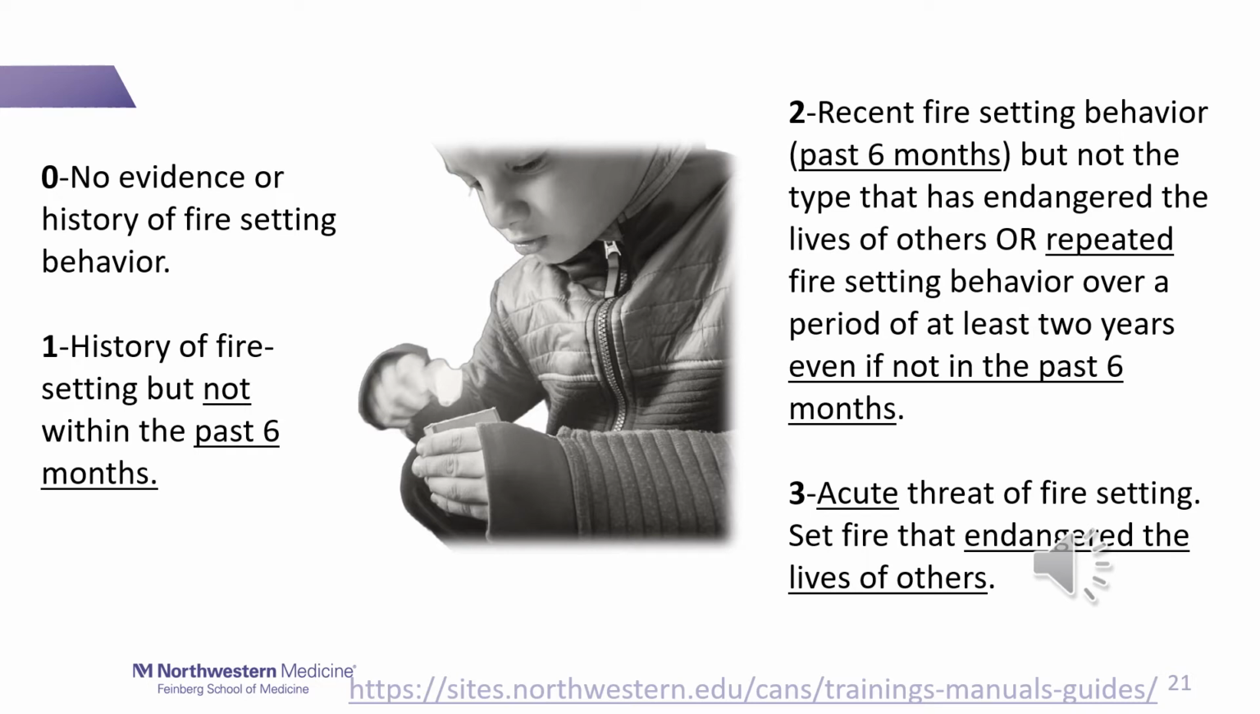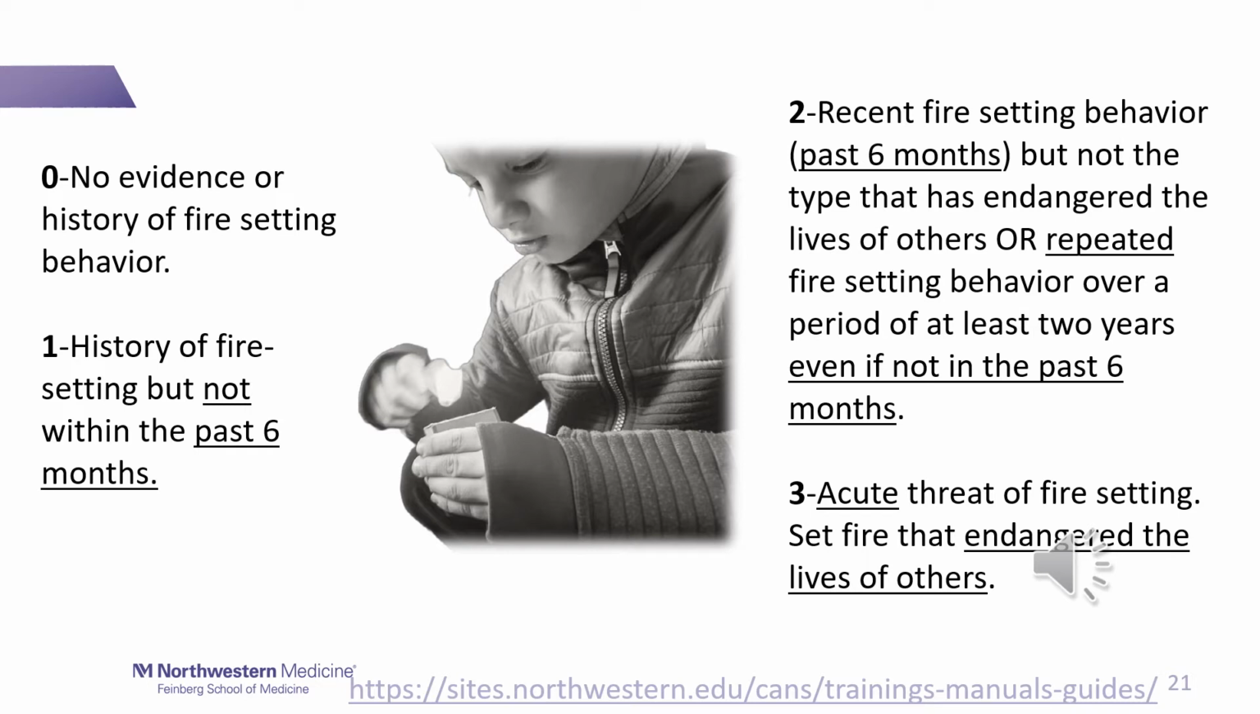1, history of fire setting, but not within the past 6 months. 2, recent fire setting behavior within the past 6 months, but not the type that has endangered the lives of others, or repeated fire setting behaviors over a period of at least 2 years, even if not within the past 6 months. And 3, acute threat of fire setting fires that endangered the lives of others.